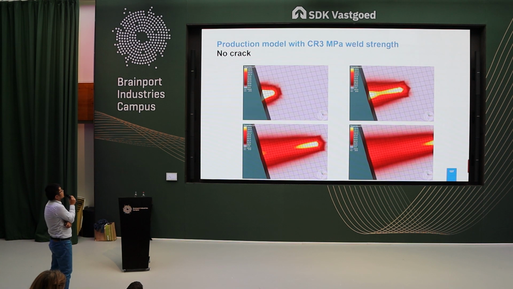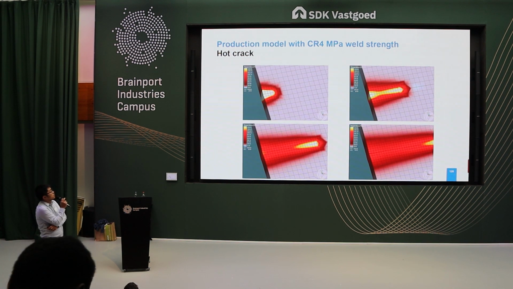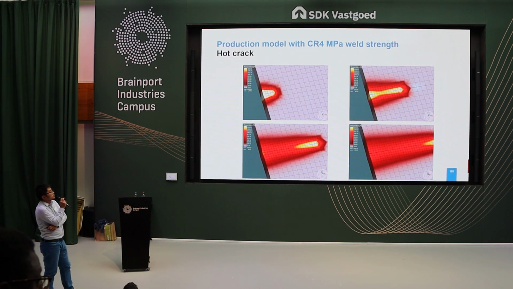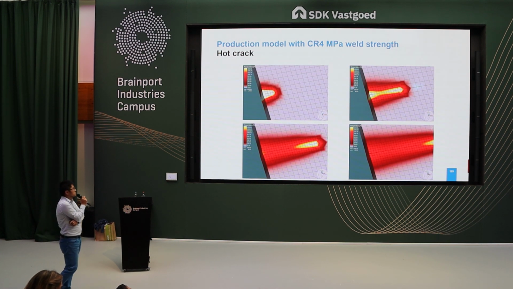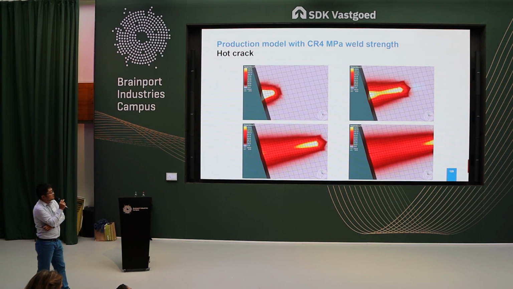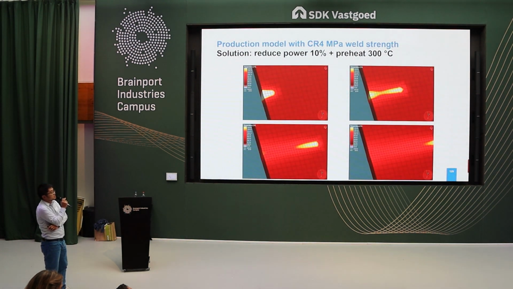So now I'm thinking, can we model an extreme condition with criterion 4, and can we enforce a crack? The answer is yes. If you look at the image, in the second, third and fourth images, there is a crack in the middle. And after we enforce a crack, the next question is, can we prevent this crack? The answer is also yes, we can come up with a solution.